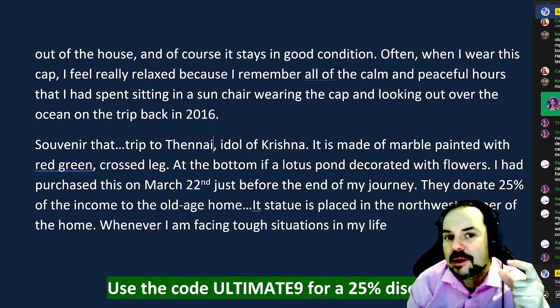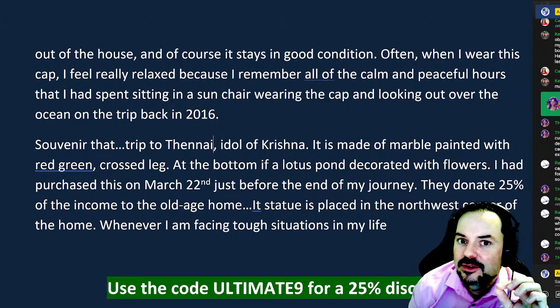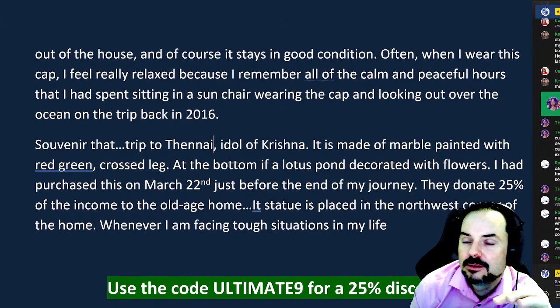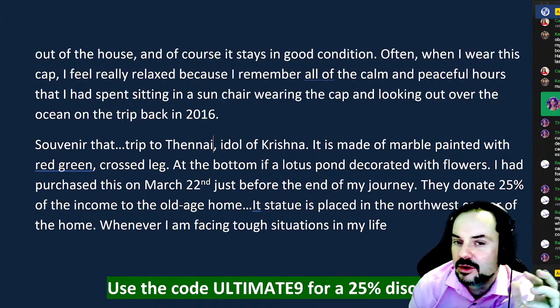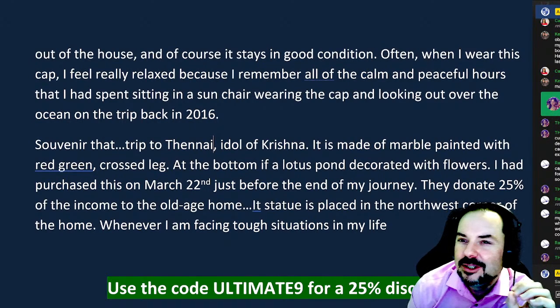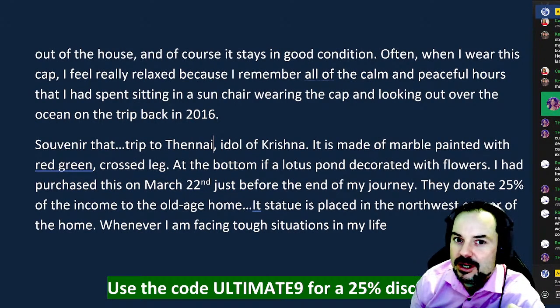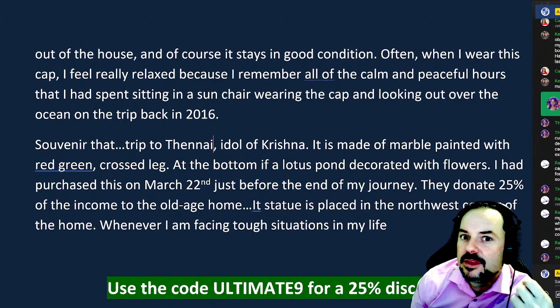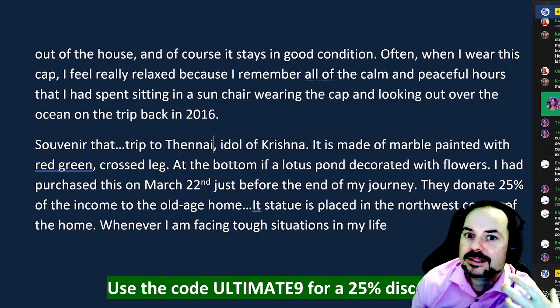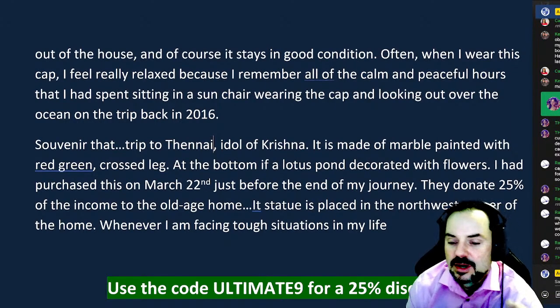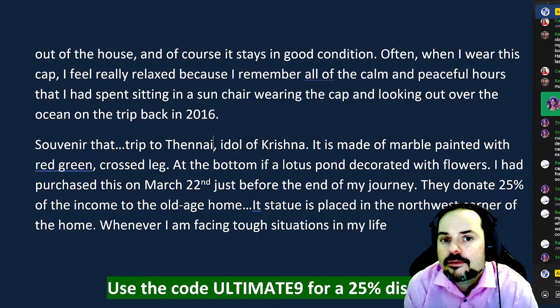One part that I felt was a little bit missing is the memories that it brings back from your trip. You talked about the statue, its symbolism, and where you keep it in the house, but you didn't really talk too much about what memory it reminds you of on your trip. So, it reminds me of this big, beautiful temple that I visited, which had similar kinds of statues, right? That was the only missing part, but overall it was really good.